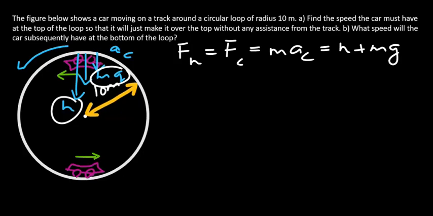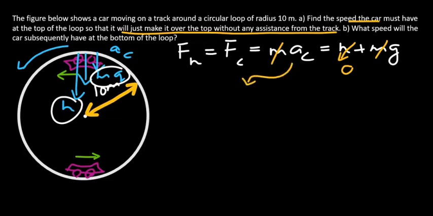Part A asks you to determine the speed of the car at the top of the loop so that it will just make it over the top without any assistance from the track. So that means the normal force is 0. So m goes away. AC, which is the centripetal acceleration, is given by the speed at the top, Vt, let's call it, squared over the radius of that circular loop equals g.